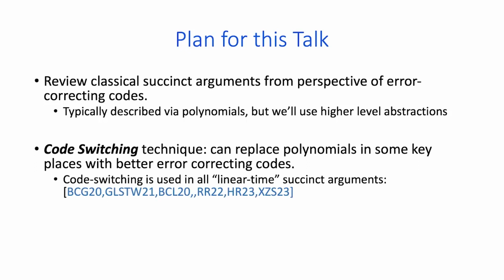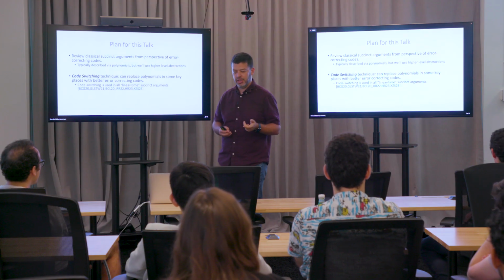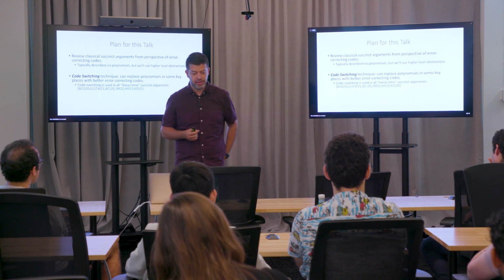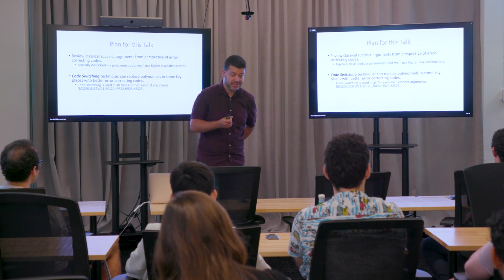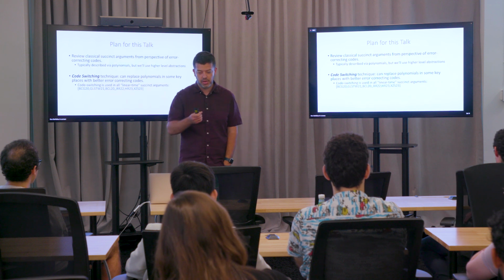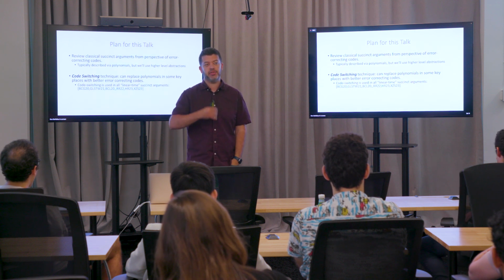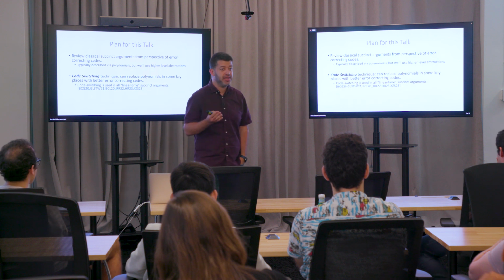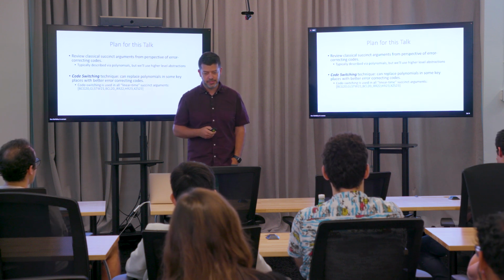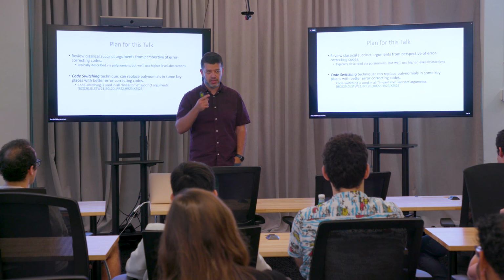It allows us to replace the use of polynomials in some key places with other, in some sense better, error correcting codes that are good enough and give us a big benefit over polynomials. This technique really underlies all of the results that achieve linear time succinct arguments in the literature, including Justin's work, Breakdown, and others. So this technique is really a facilitator for that. The works achieving linear size provers for arithmetic circuits also rely on this code switching technique. So really that's what I'm going to focus on in the talk today.